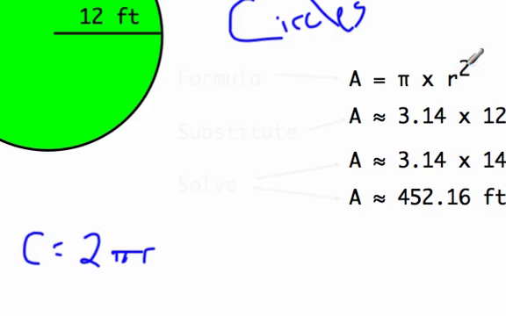Know that this means squared, which means r times r. If you really want to, instead of r squared, you could just write it as r times r. And that'll maybe help you not get that wrong when you're writing this down.